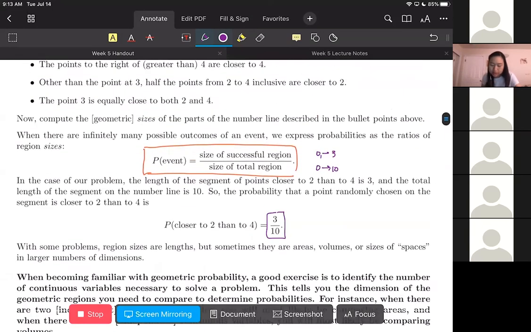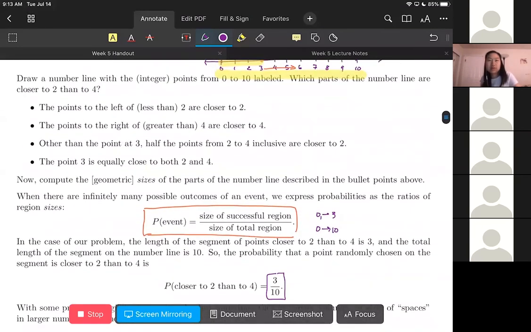Any questions about this example? Does that make sense? No, please.